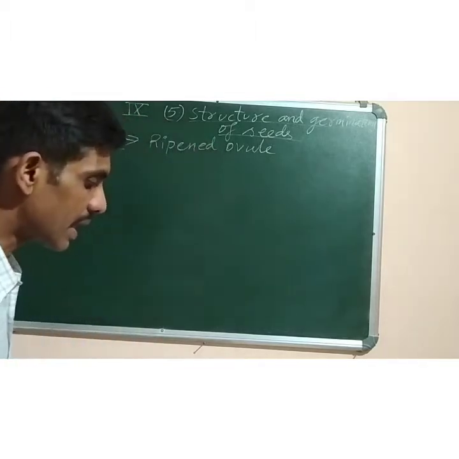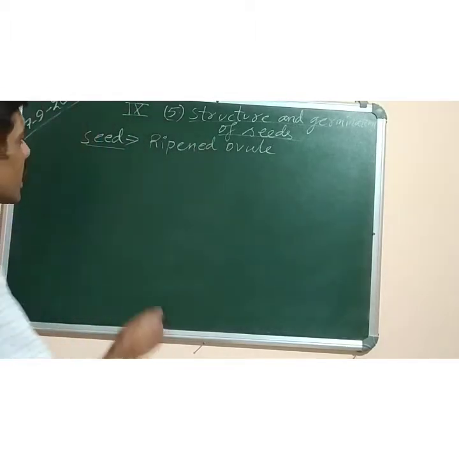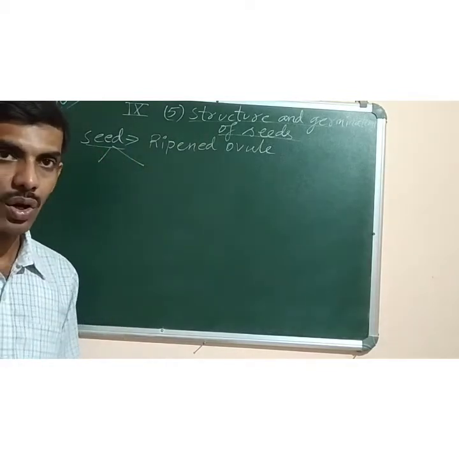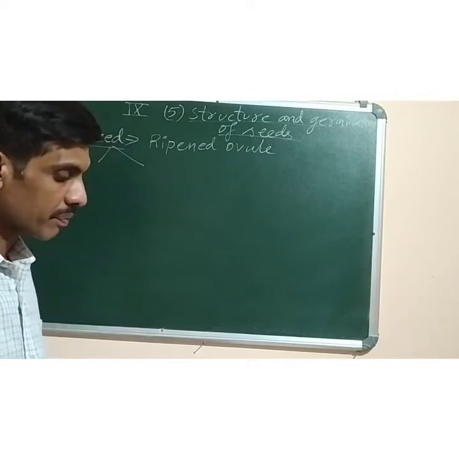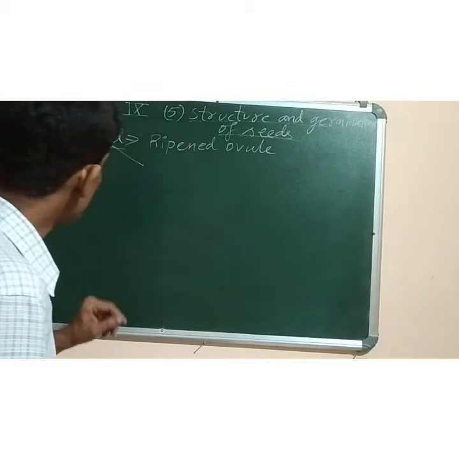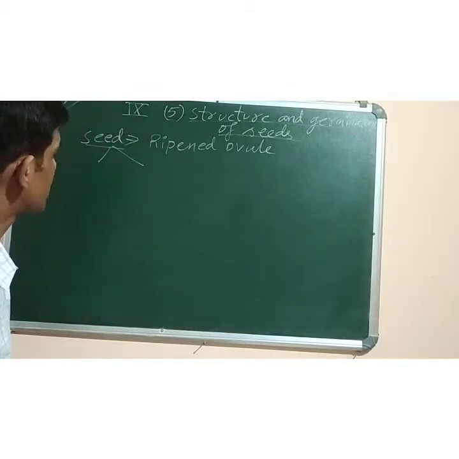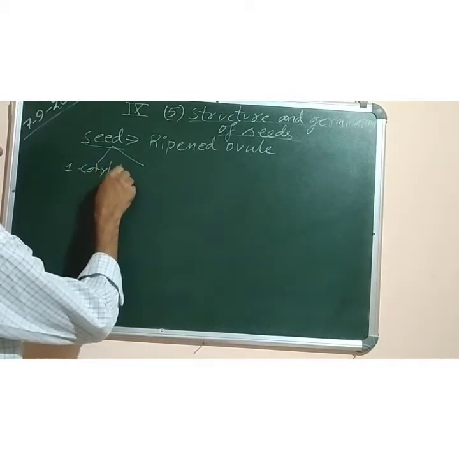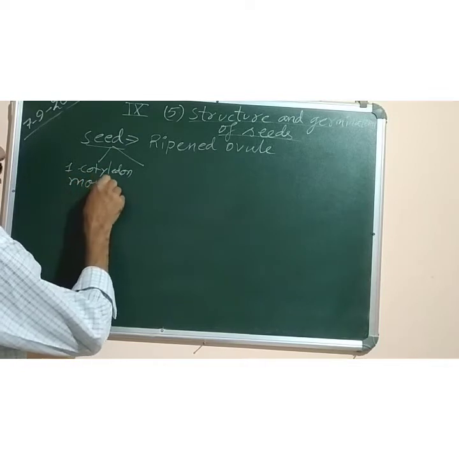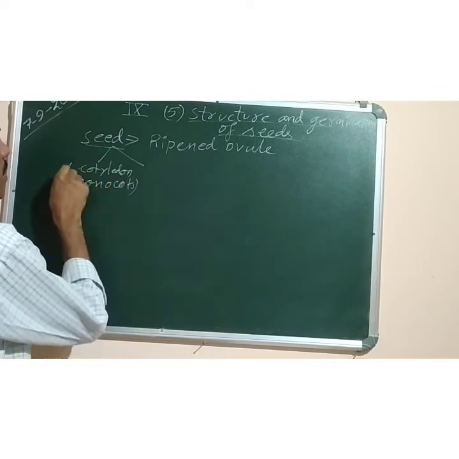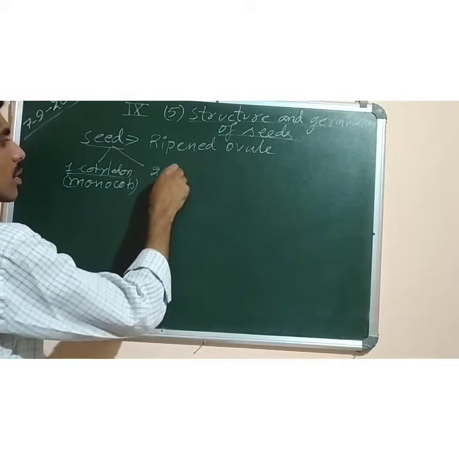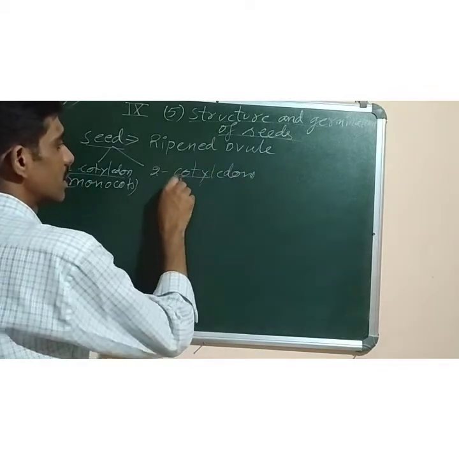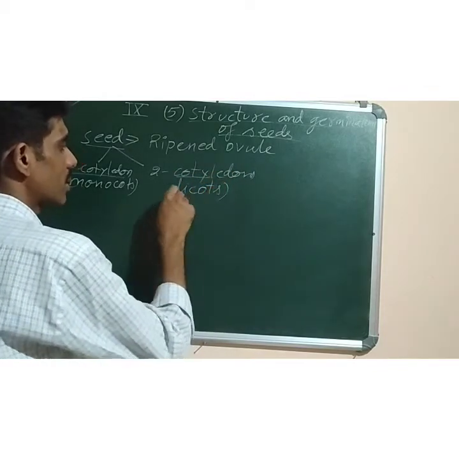Now next we have to study types of seeds. There are two types of seeds, depending on the presence or absence of cotyledons. Depending on the number of cotyledons, if only one cotyledon is there, such seeds are called monocots. And if two cotyledons are present in a seed, they are called dicot seeds, dicotyledonous or dicots.